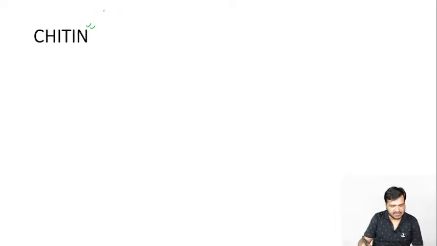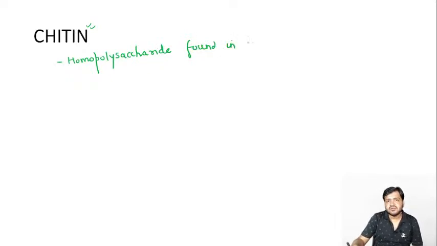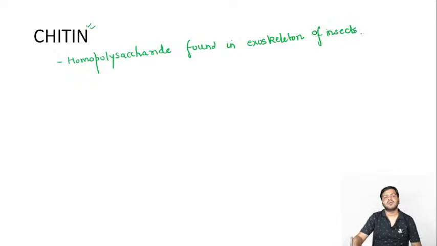Exoskeleton of insects. So write down, it is a homopolysaccharide. Found in the exoskeleton of insects. It is a homopolysaccharide, found in arthropods.